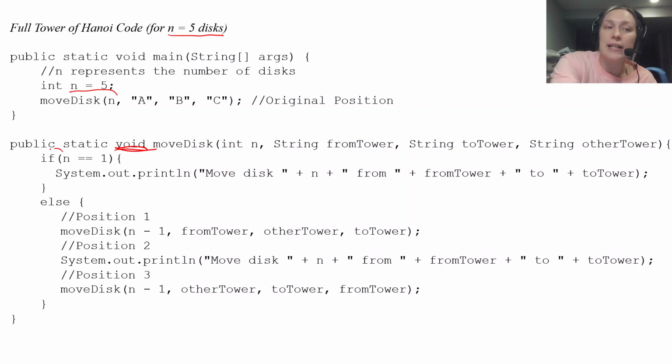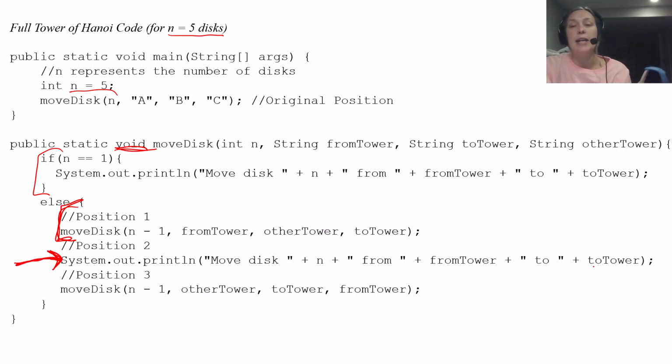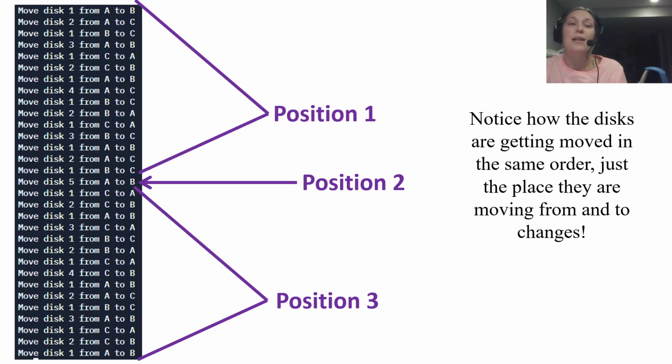You have your base case instruction. Then position 1 was your recursive call. Position 2 was just one movement, disk n from A to B. And then position 3 was a recursive call. So you have those 2 recursive calls in there. If you were to run this code for 5 disks, this is what will print off. It's the instructions for how you move.